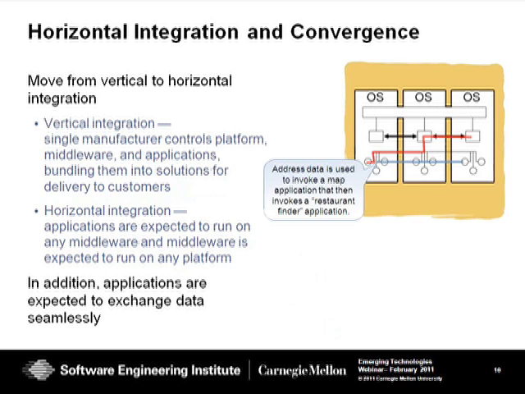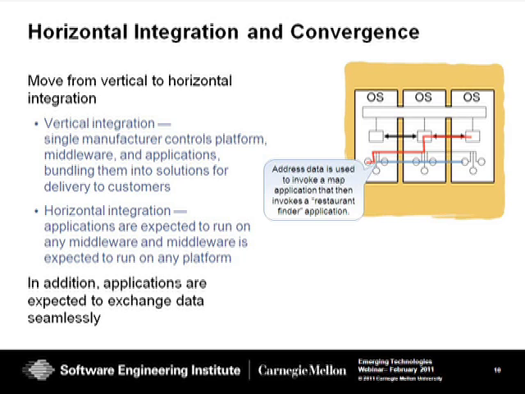The third trend is horizontal integration and convergence. For those of you that are not following the slides, I'm on slide 10. And it's a move from what I call vertical to horizontal integration. So vertical integration is the type of integration that we're more or less used to, in the sense that when we acquire a solution, a single manufacturer provides us the platform, the middleware, the applications, and what we buy from a vendor is typically a solution.